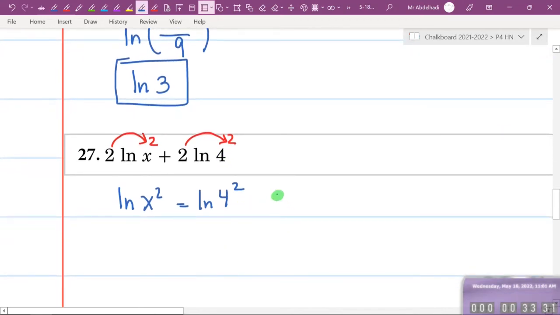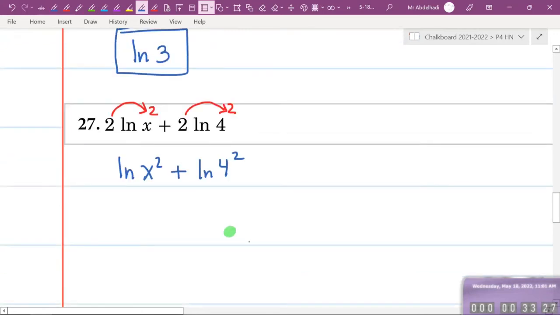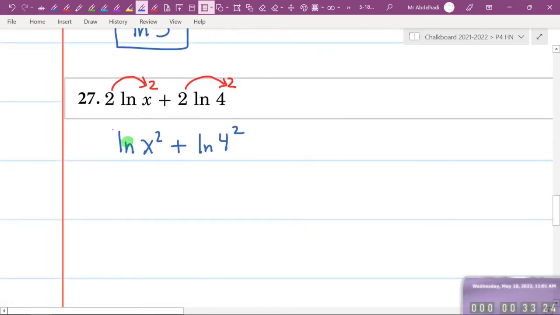What am I doing? This is not equals, this is plus, sorry. You're not solving, you're combining. So now we have a plus here, so this is going to be product rule. So this is going to be ln of x squared times 4 squared, that's 16x squared. So I can put parentheses around it, or I cannot put parentheses around it. It doesn't matter because it's all one term. So there you go, ln 16x squared.